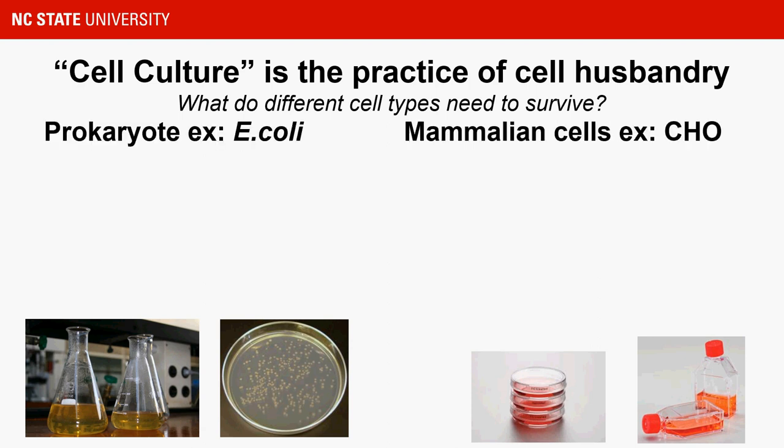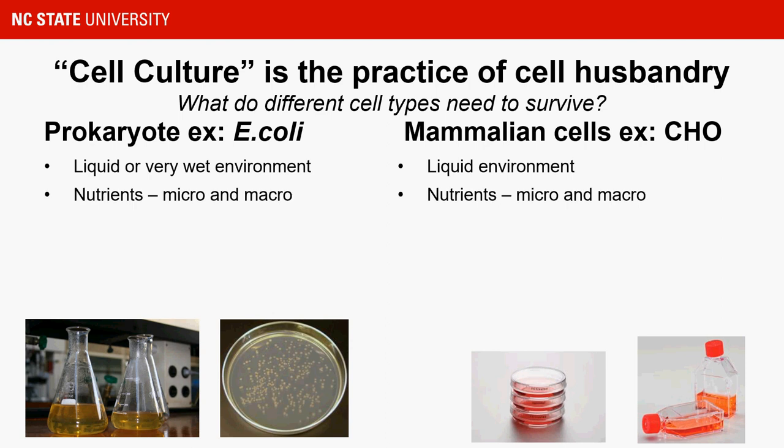So first, in the prokaryote system, in our case, we're going to use E. coli, and for the mammalian cell culture system, we're going to use Chinese hamster ovary cells. For the E. coli cell culture, we can either culture it in a liquid environment or culture it on this LB plate. And the mammalian cells, we culture in liquid cell medium.